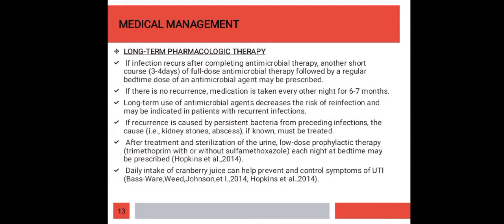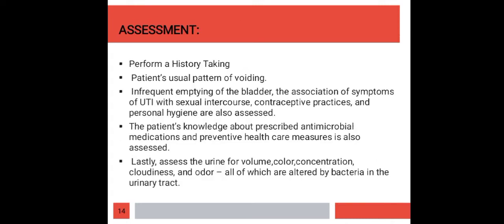If recurrence is caused by persistent bacteria from preceding infections, the cause, if known, must be treated. After treatment and sterilization of the urine, low-dose prophylactic therapy each night at bedtime may be prescribed. Daily intake of cranberry juice can help prevent and control symptoms of UTI.